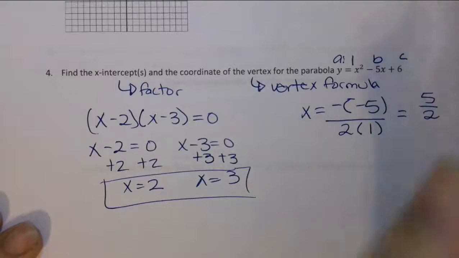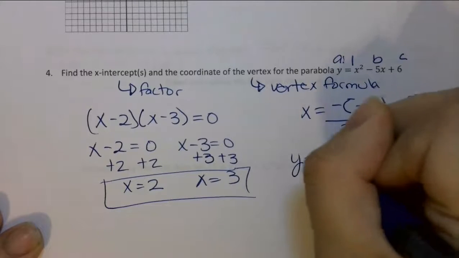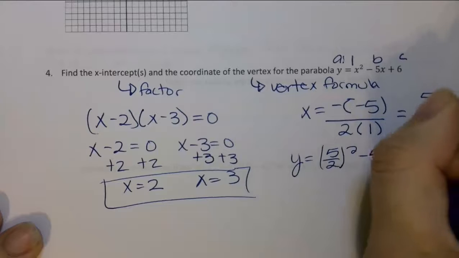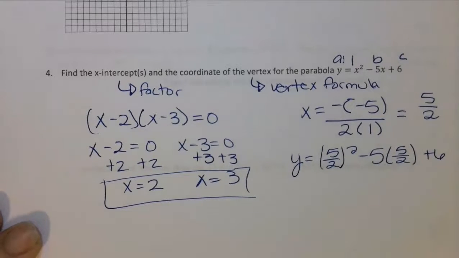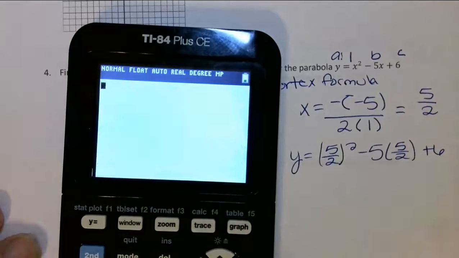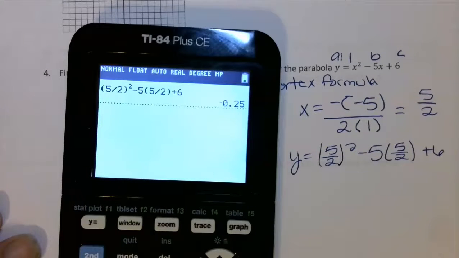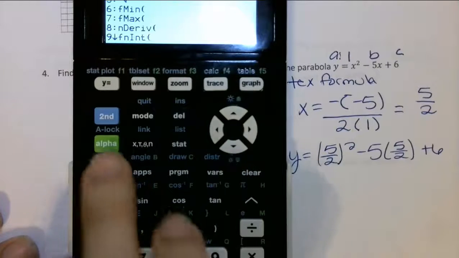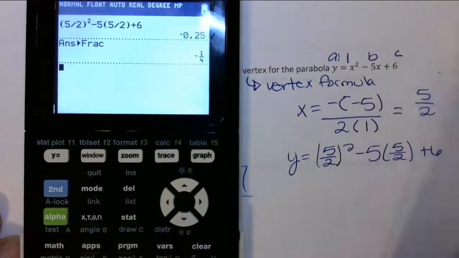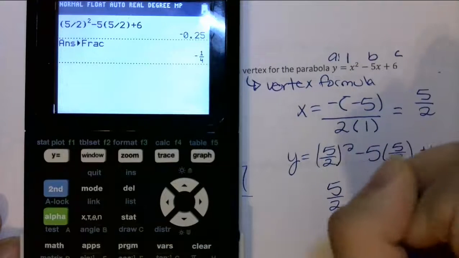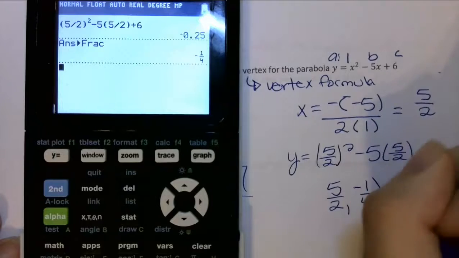Then I'm going to plug that into my formula. So I have y equals 5/2 squared minus 5 times 5/2 plus 6. Then I'm going to go ahead and type that into the calculator. It gives me a decimal. What I can do is go to math, choice 1 is fraction, press enter, and it turns it back into a fraction for me. So it gives me negative 1/4. So my x coordinate is 5/2, and my y coordinate is negative 1/4 for my vertex.